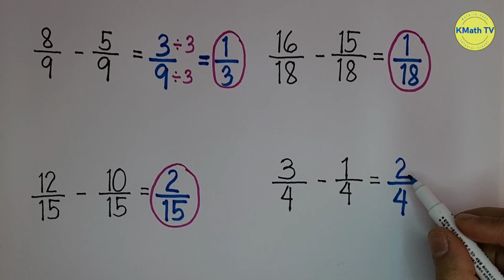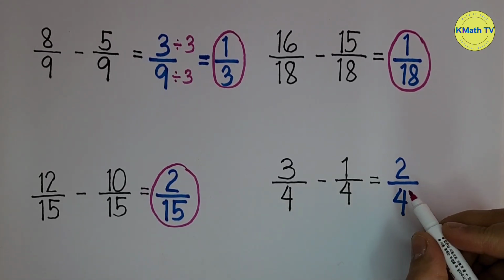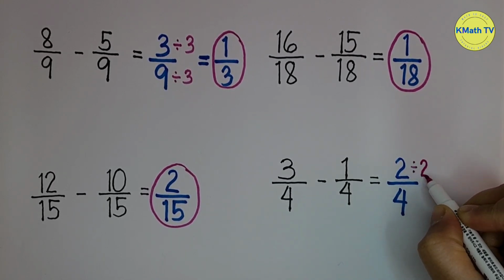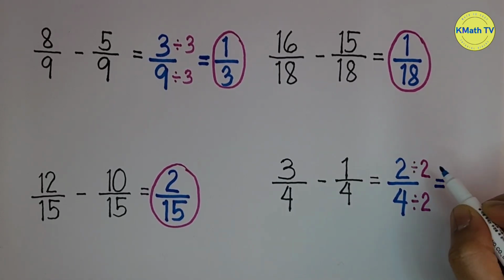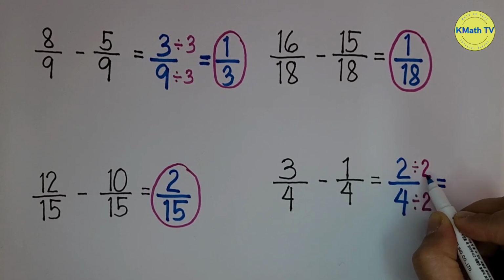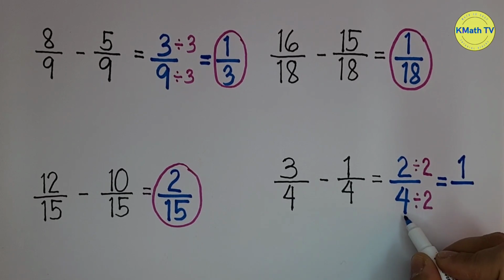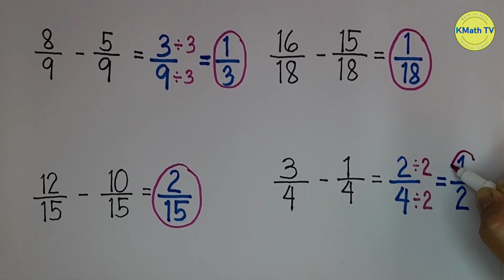Is 4 divisible by 2? Yes, 4 can be divided by 2 without a remainder. Therefore, the greatest common factor of 2 and 4 is 2. So let's divide them by 2. Okay, 2 divided by 2 equals 1. 4 divided by 2 equals 2. The answer is 1/2.